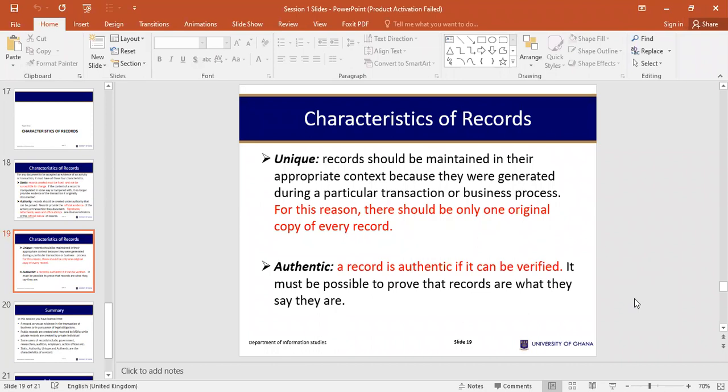Authenticity. A record is authentic if it can be verified. It must be possible to prove that records are what they say they are. So your University of Ghana certificate purports to be an official certificate given to you by the University of Ghana. Anybody who has doubt can always verify. A record is authentic if it can be verified. How do you verify? Send a copy of the certificate or the original certificate to the University of Ghana that issued the certificate, and let the university certify that really this is the certificate issued to you and that you qualify to be issued that certificate.